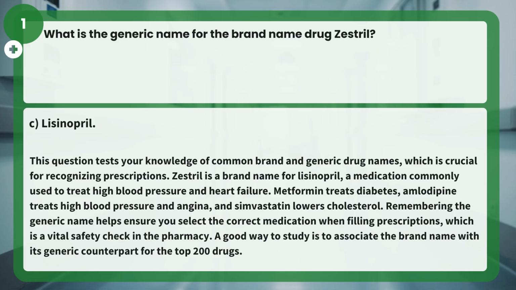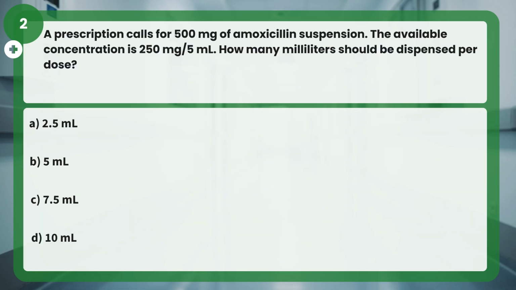Question 2. A prescription calls for 500 mg of amoxicillin suspension. The available concentration is 250 mg per 5 milliliters. How many milliliters should be dispensed per dose? A. 2.5 milliliters. B. 5 milliliters. C. 7.5 milliliters. D. 10 milliliters.